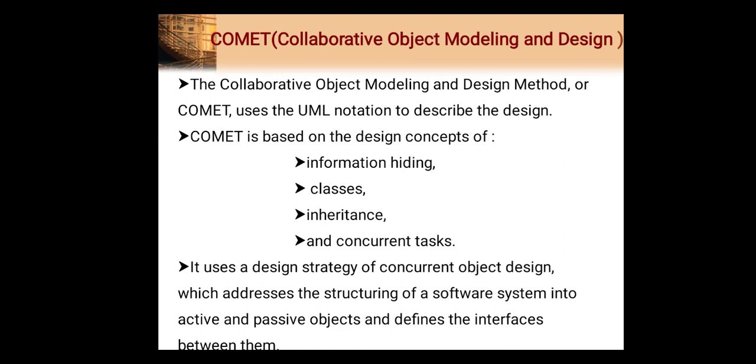COMET is based on different design concepts: information hiding, classes, inheritance and concurrent tasks. These are the design concepts on which COMET is based. It uses the design strategy of concurrent object design, which addresses the structure of our software system into active as well as passive objects and defines the interfaces between them.